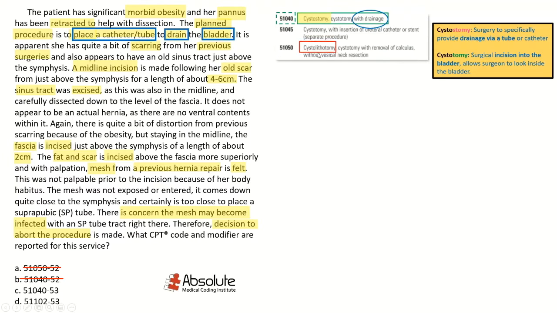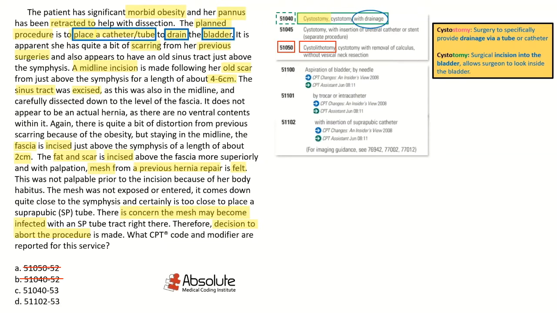So this cystolithotomy, though, we don't need that. That's what the 51050 was. I'm just giving you that for completeness' sake. If anybody's like, well, why didn't we choose that? I want to know what those are. That's what that code was for: cystolithotomy, and that didn't happen. So we're going to continue on.